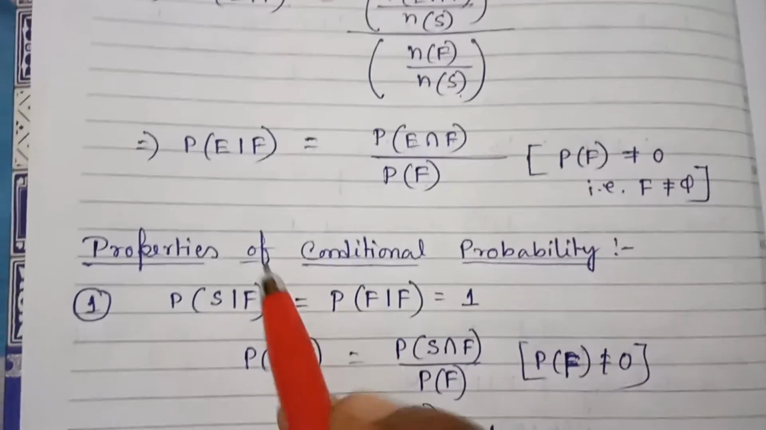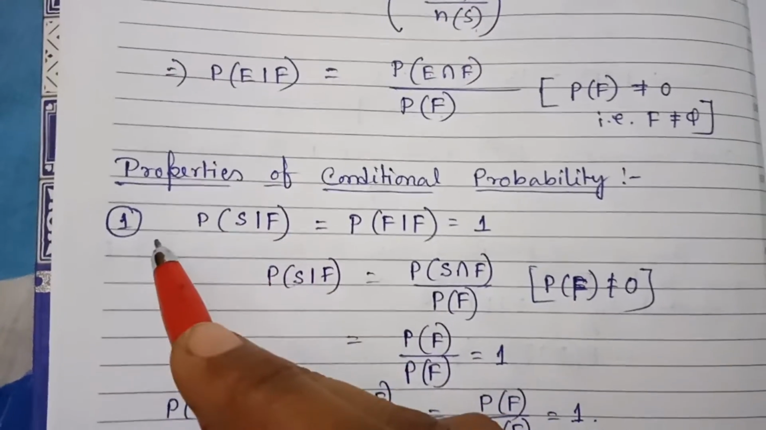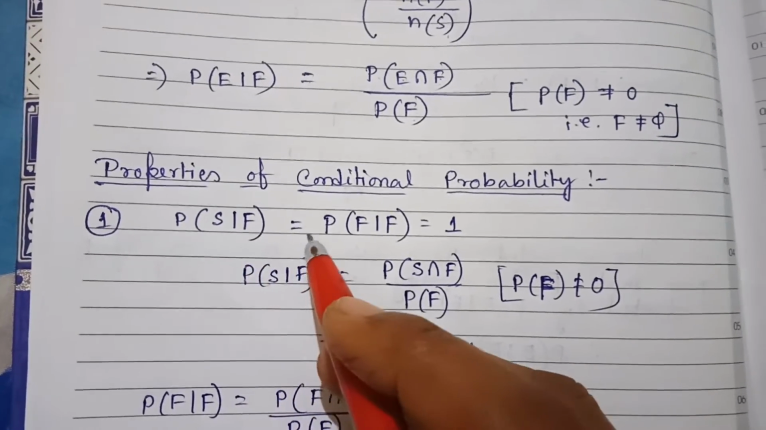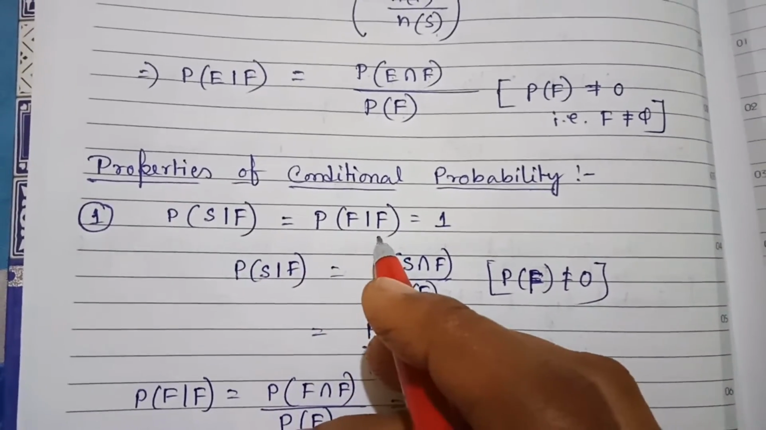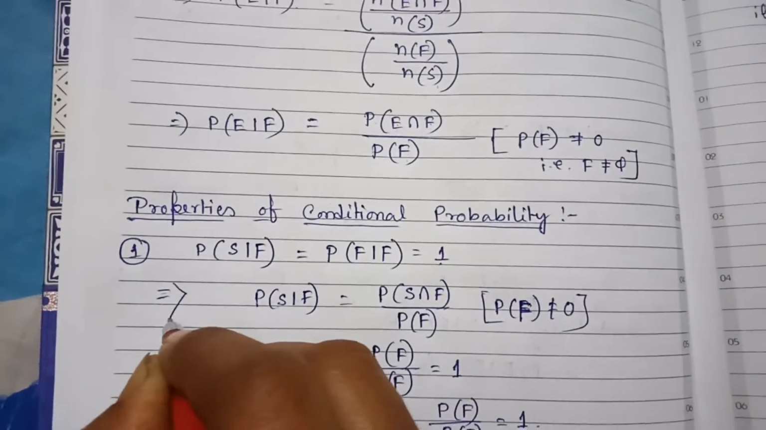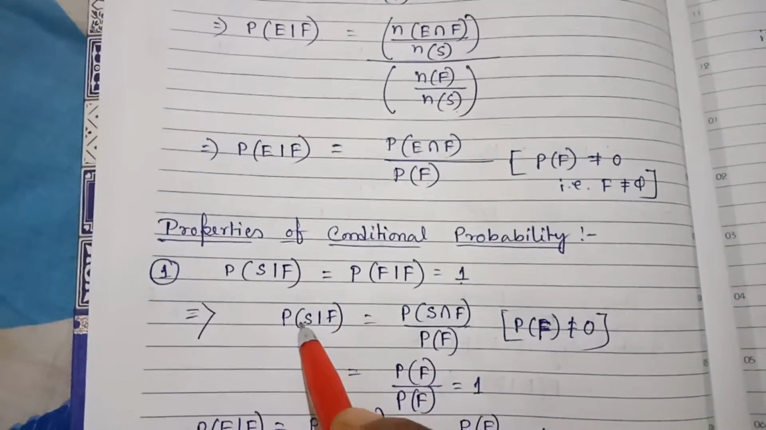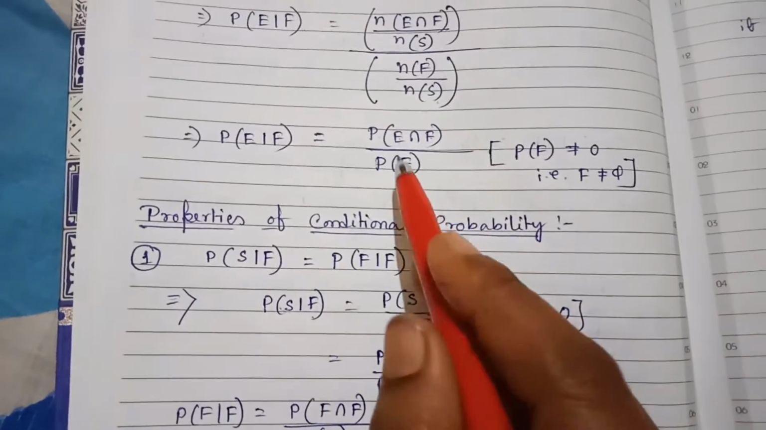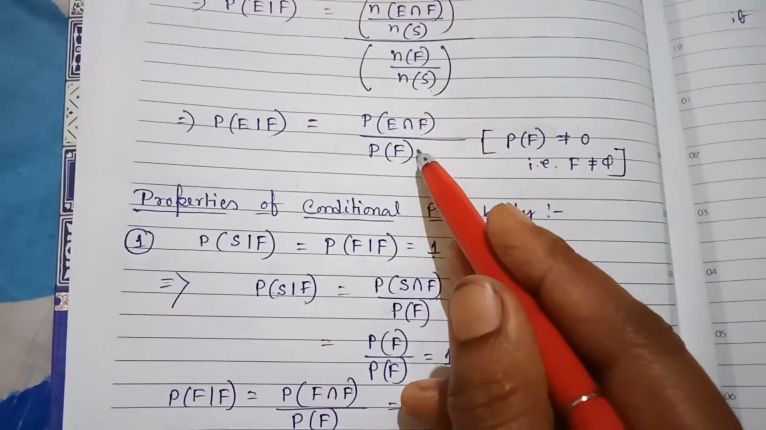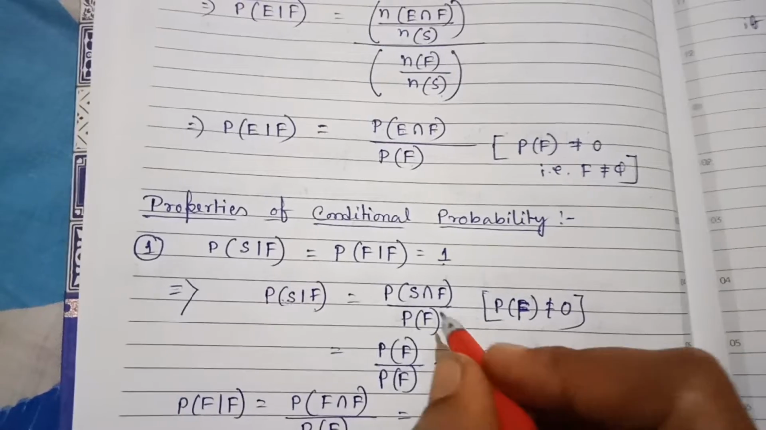Coming to properties of conditional probability. Number one property, that is P of S on F equals P of F on F equals 1. What will be its proof? It's very simple. Just put the formula. P of S on F, that means P of S intersection F divided by P of F, like this formula. P of F not equal to 0.